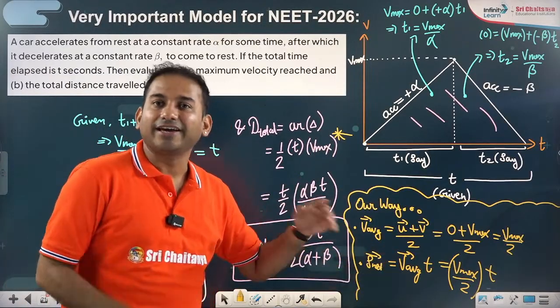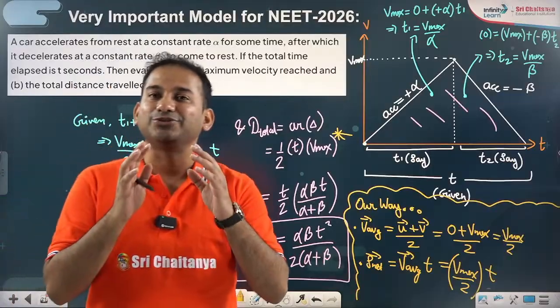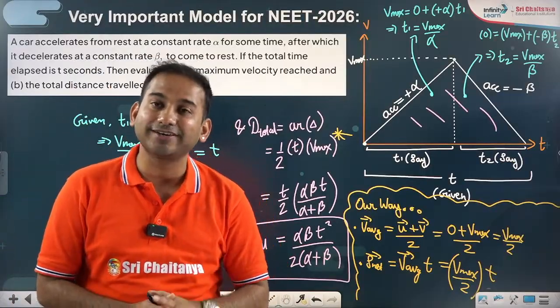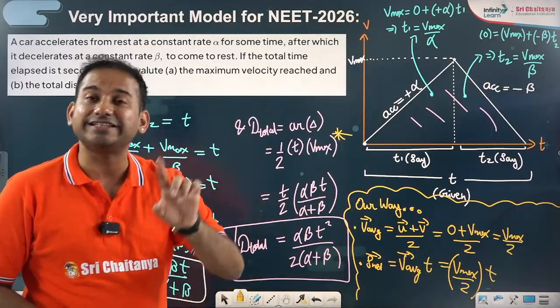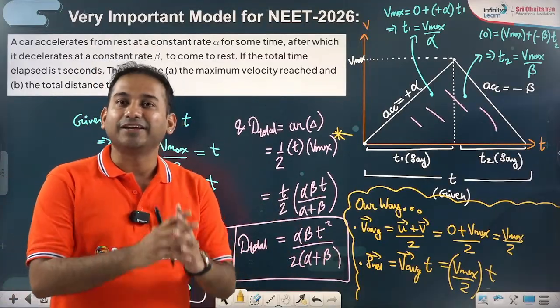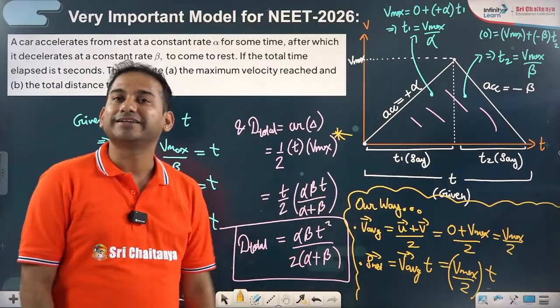So in this way, if you remember the logic that in uniformly accelerated motion the average velocity is given by the average of the initial and final velocities, then definitely our big cases are going to get simplified.